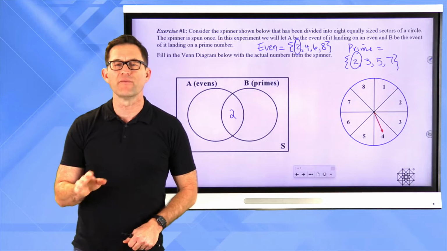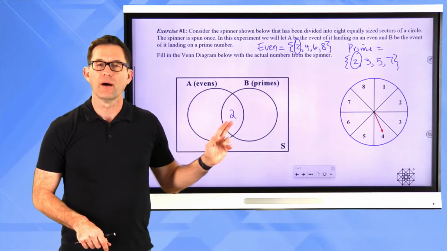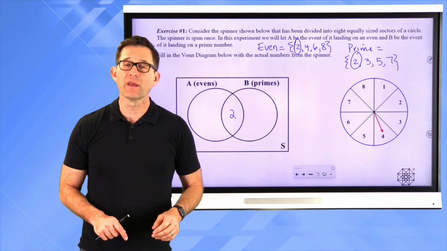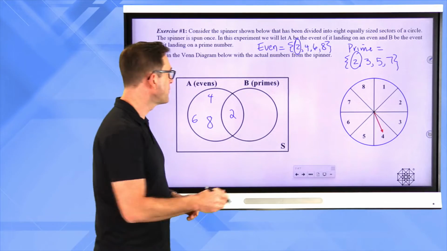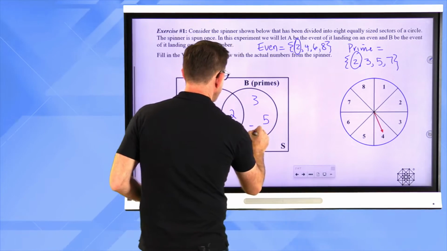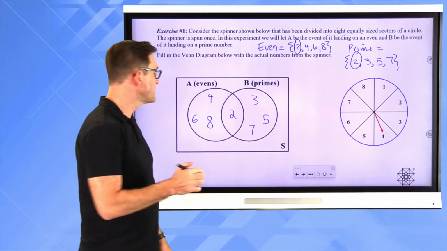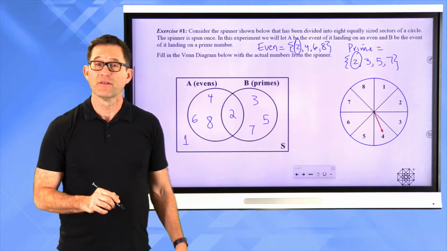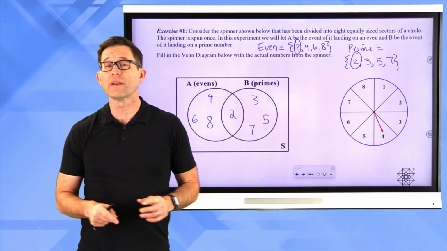So when I'm filling out a Venn diagram, the first thing I always do is put in any of the outcomes that fall into the overlapping region of the 2. Now the rest of this is pretty easy, right? I'm going to put the 4, the 6, and the 8 into that circle. And I'm going to put the 3 and the 5 and the 7 into that circle. Now there is one additional number, and that's the number 1. That's the number that doesn't fall in the evens and it doesn't fall in the primes. It doesn't fall in either one of them.